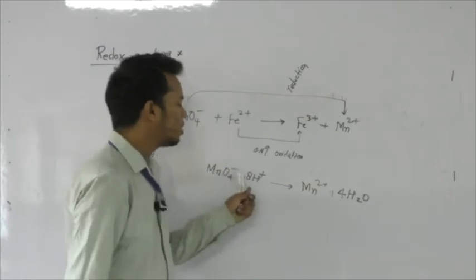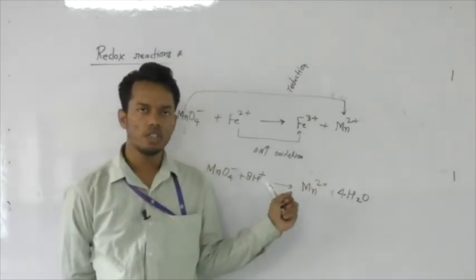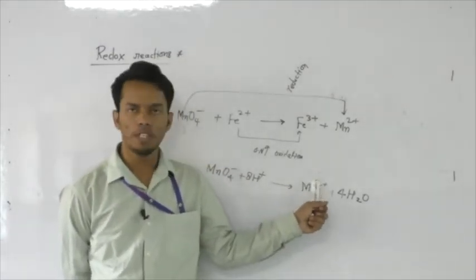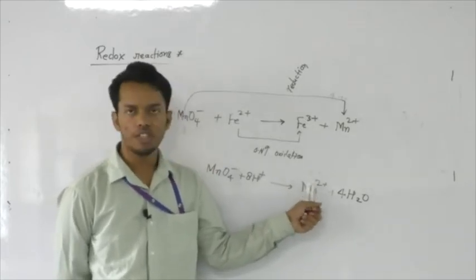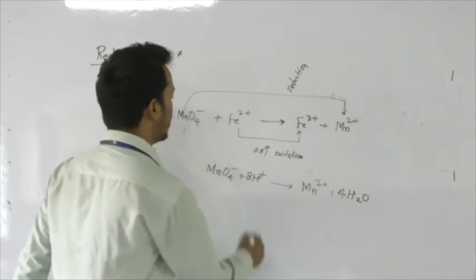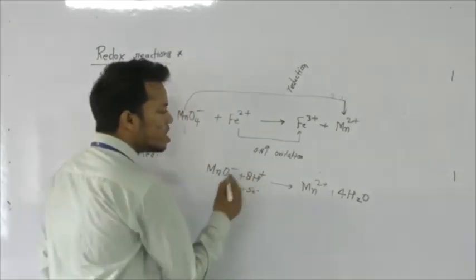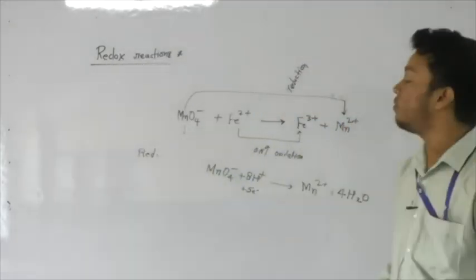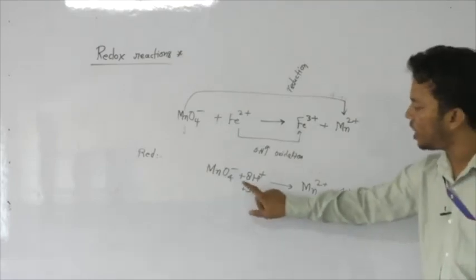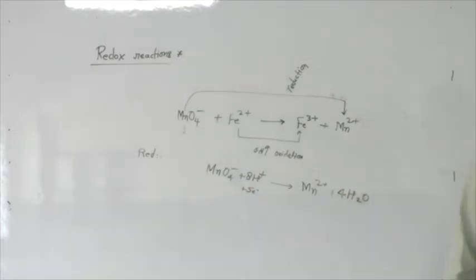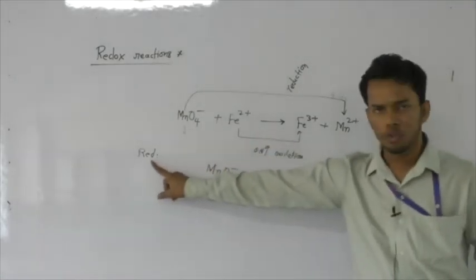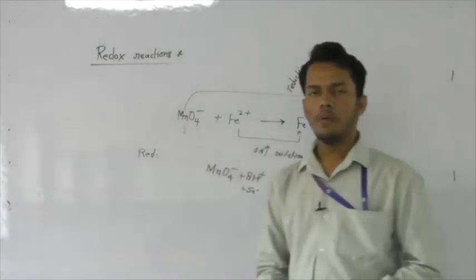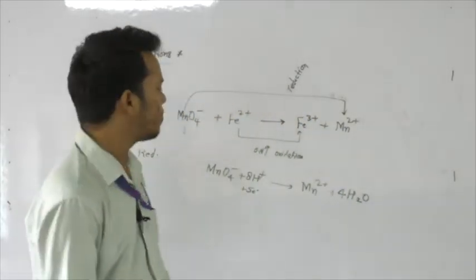Now you can see on the reactant side there is a 7 plus charge, while on the product side a 2 plus charge. So here you have to add 5 electrons. Sometimes you may be confused about which side to add electrons, the reactant side or the product side. For that, if you don't know how to balance charge, simply see that it is a reduction process. In a reduction process, you have to add electrons on the reactant side only, okay?